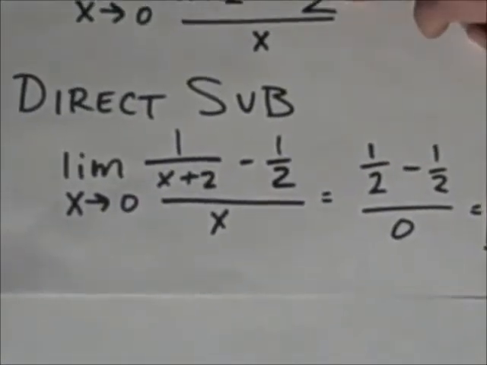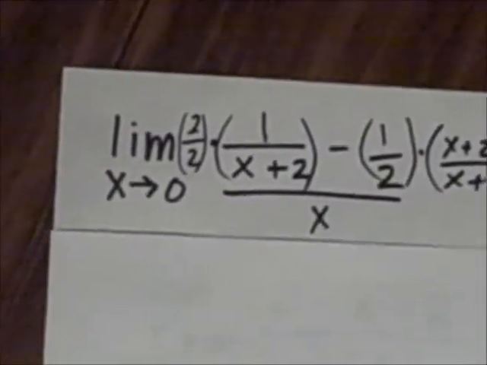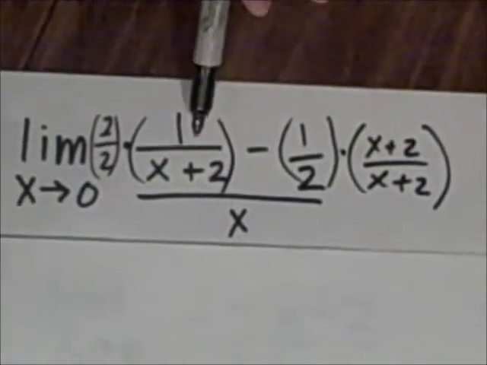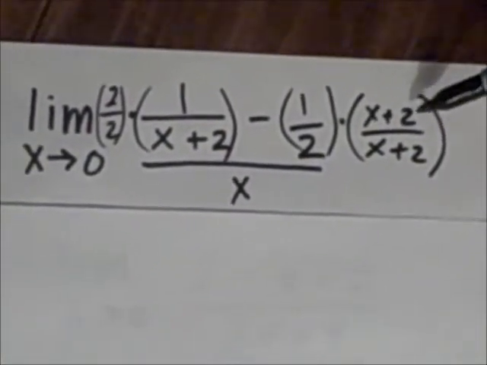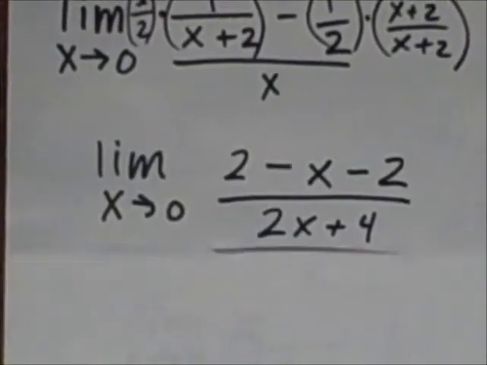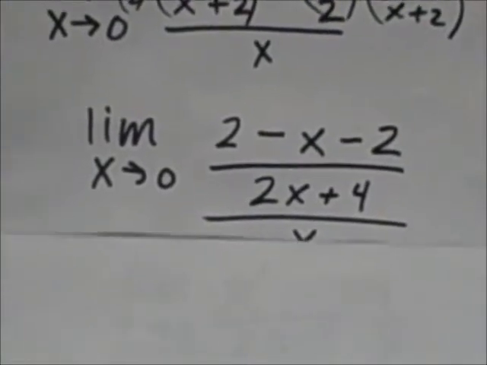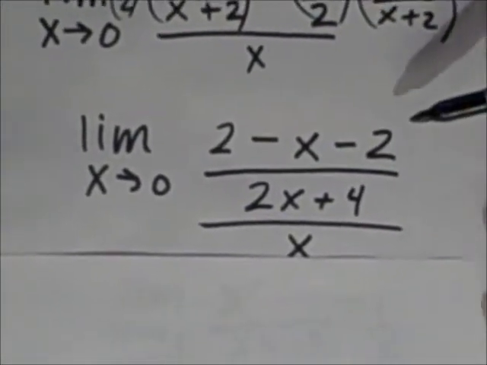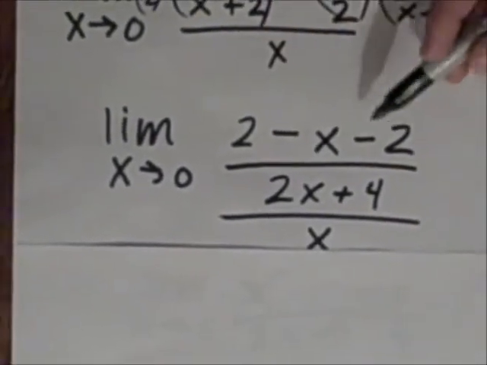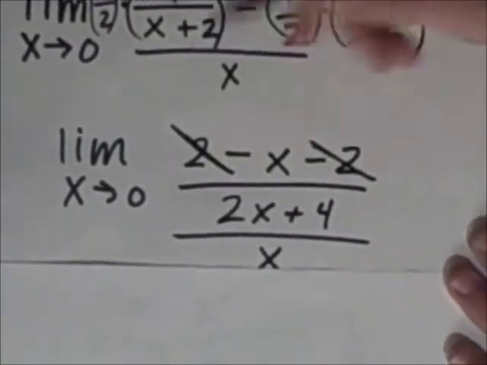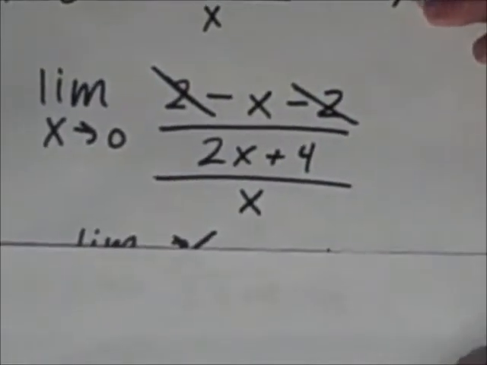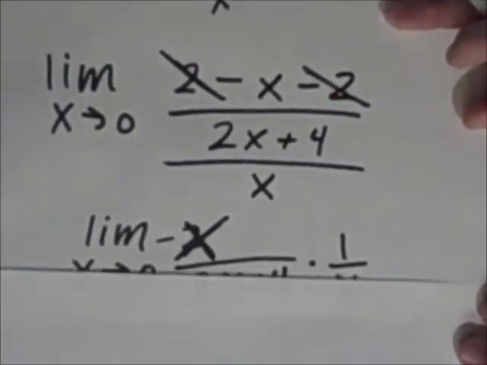So we go back to our original problem, which is located here, and we multiply this side by 2 over 2 and the 1/2 by x plus 2 over x plus 2 to get the common denominator on top. Common denominator, which is 2x plus 4, and this is what we end up with on top, which cancels, the 2's cancel here and here, so we're left with a negative x over 2x plus 4, all over x.